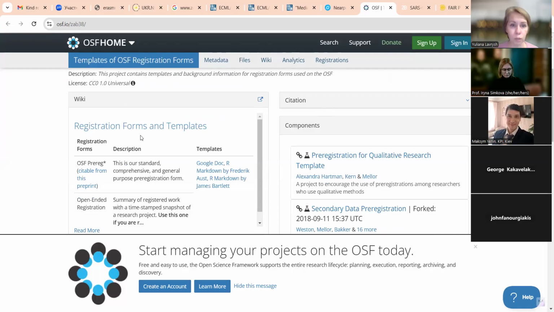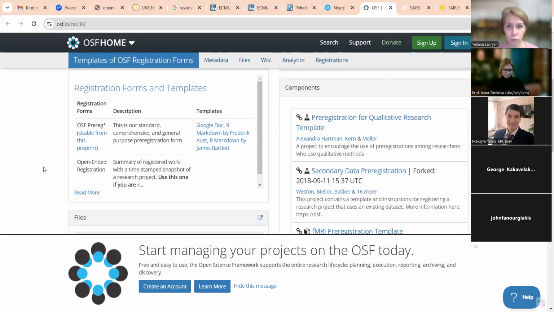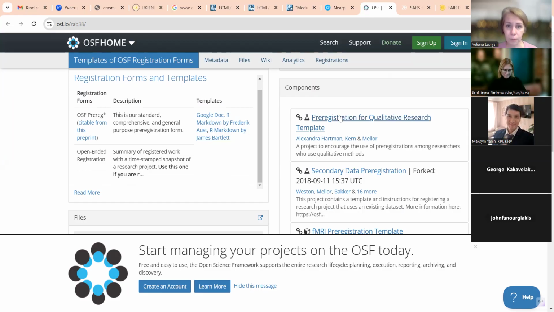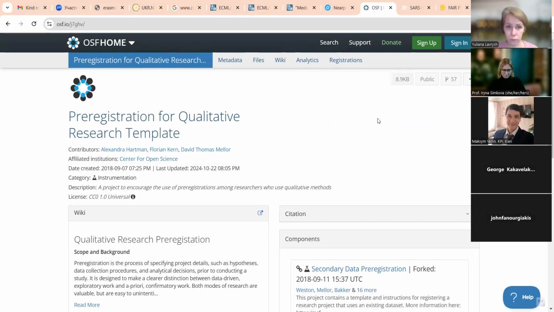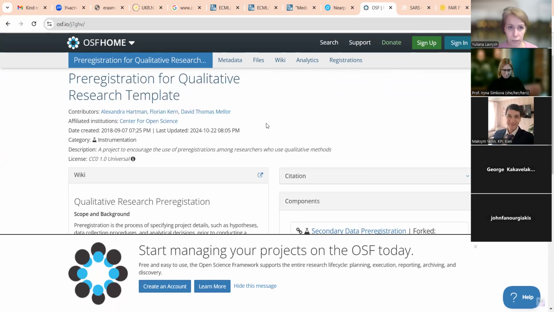And here you can see forms and templates. Usually your editors or people who are responsible for this process give you some information, links and a list of these repositories where you can pre-register. OSF is one of them. Let's look, for example, at how people pre-registered data about qualitative research. For example, you perform qualitative research and you want to pre-register your data.